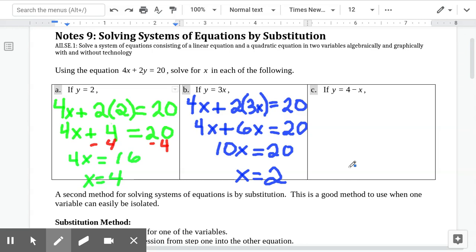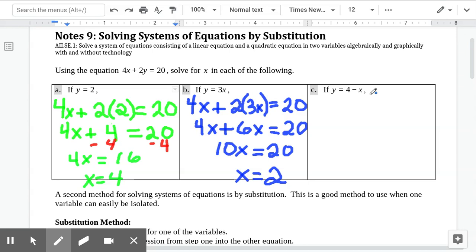And this is the whole idea of substitution, to replace a variable with something that we know it's equal to so that we're able to solve for the other variable. So in this case, we get x is equal to 2. All right, we're going to try one more example of this. We have y equals 4 minus x.